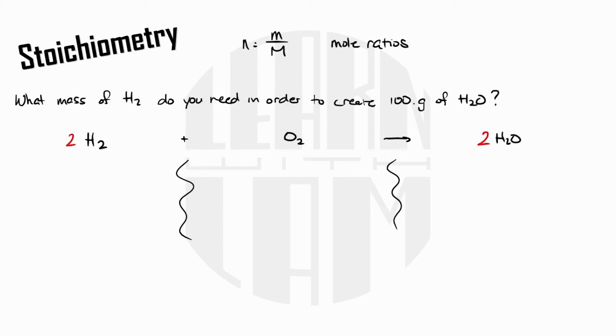Once that's done, I need to list what I'm given and what I'm looking for. So I've got 100 grams of water and I want to know my mass of hydrogen. I'll put a question mark there. I look at this like a roadmap. It's hard to figure out what to do if you're not sure where you're going.